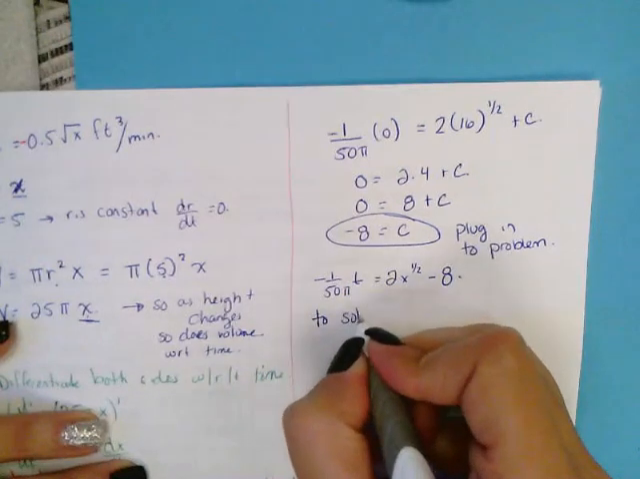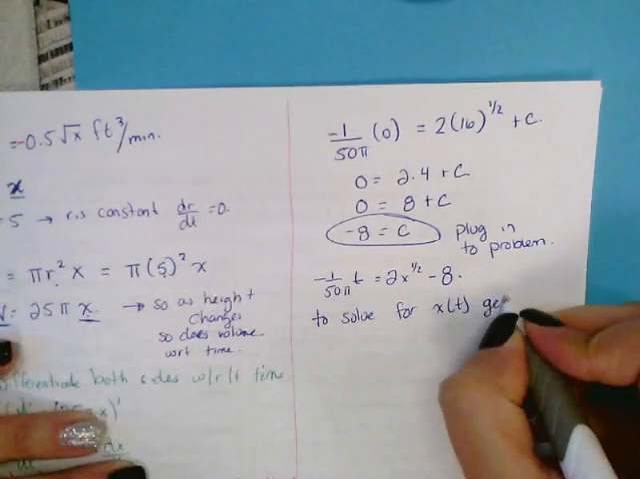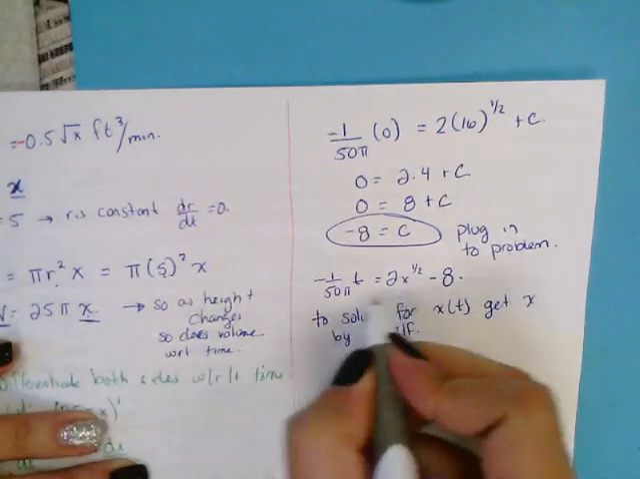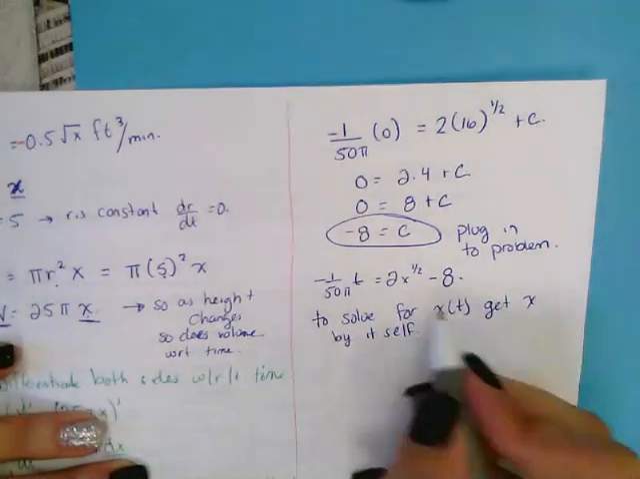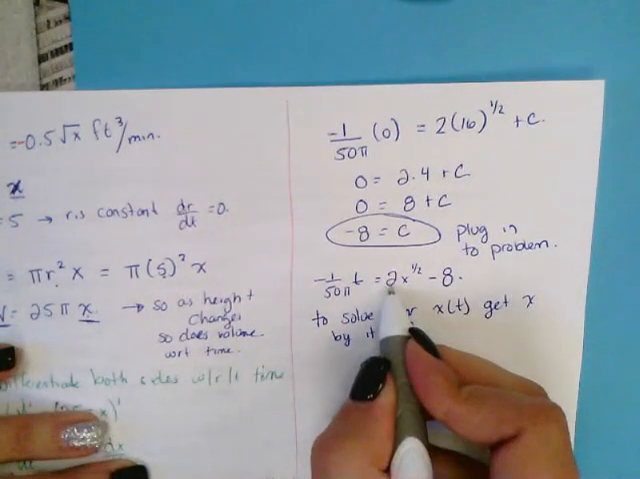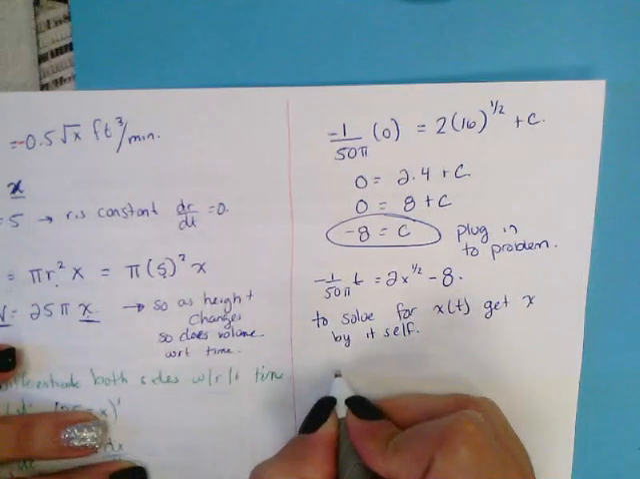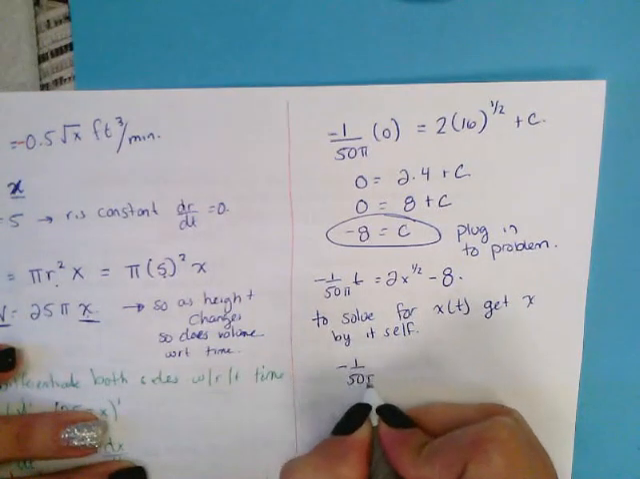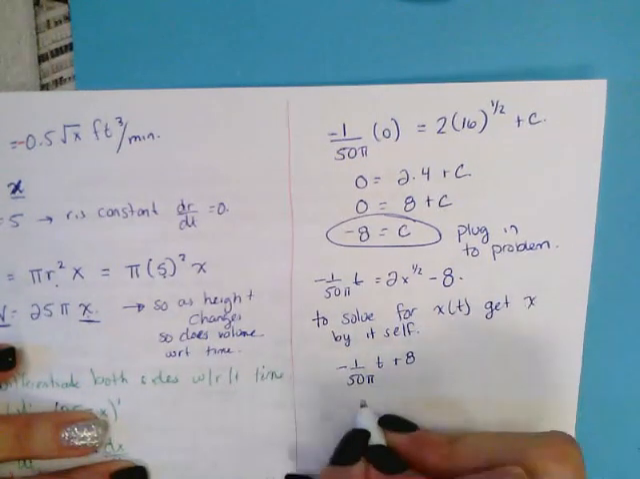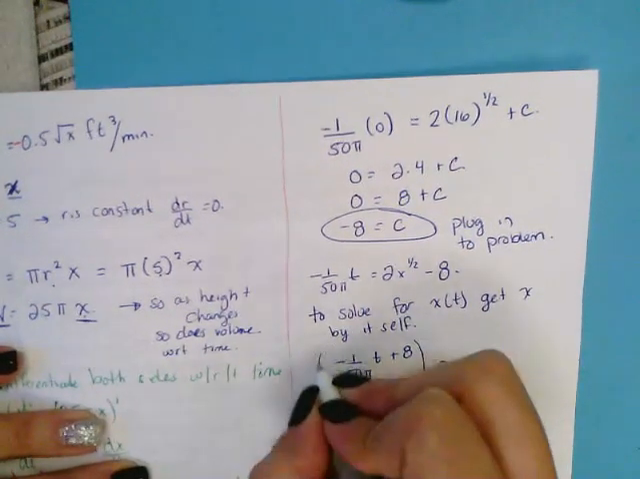So to solve for x of t, we're going to get x by itself. So move everything over to get x by itself. So I'm going to add 8, and then I'm going to divide by 2, and then I'm going to take the square of both sides. So we end up with -1/50 pi t plus 8. I'm going to divide everything by 2, and then I'm going to square it all.